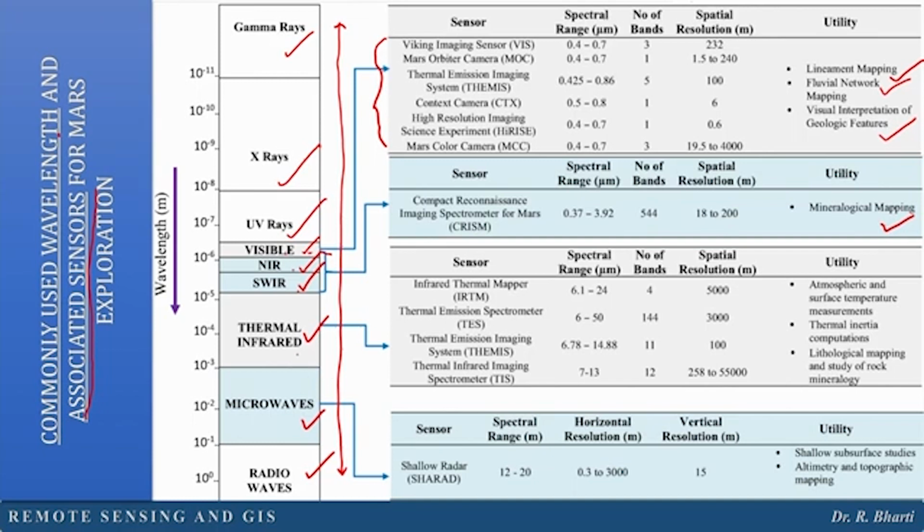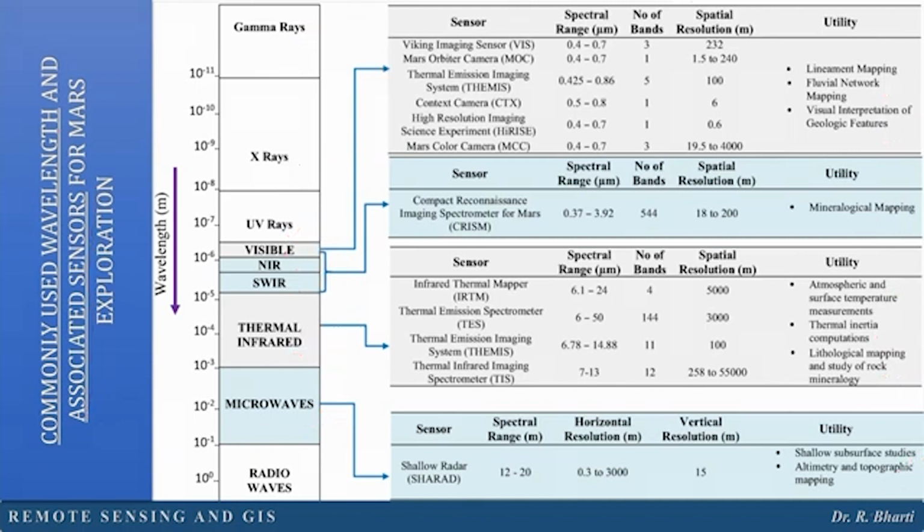The thermal infrared is basically used for atmospheric and surface temperature measurement, thermal inertia computation, and then lithological mapping and study of rock mineralogy. The microwave wavelength is used for shallow subsurface studies, altimetry and topographic mapping. You can go through this table and understand what wavelength you want to use, which data is available, and what your application is.